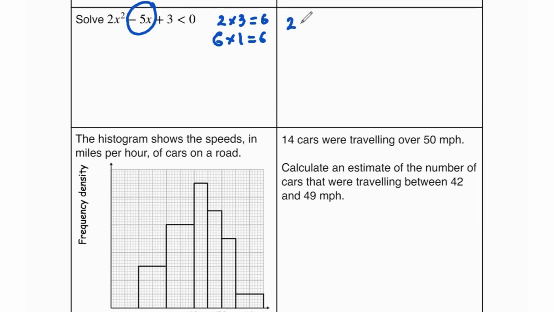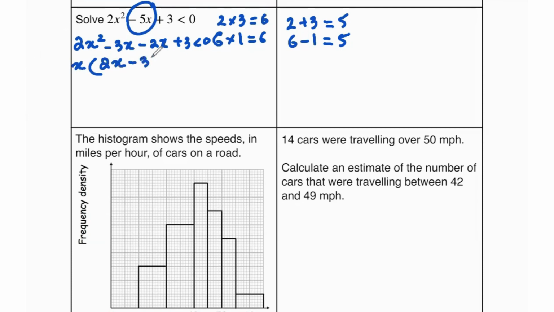So we know 2 plus 3 is 5. And we know 6 minus 1 is also 5. Both the options seem correct right now. Let's try with the first option and see if we get the correct answer. So if we replace 5x with negative 3x minus 2x over here, and if we factor by grouping after that, the first two terms are one group and the last two terms are another group. Between the first two terms, we have x common. So in the bracket, we'll have 2x minus 3.